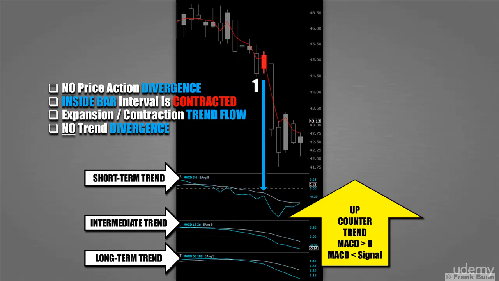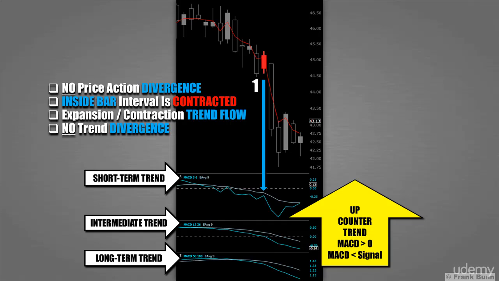Let's take a look at a short example. Here again we have the pattern key. No price action divergence. Each interval trades through or tests the 3 exponential moving average into the pattern. Our inside bar interval is contracted. We have the proper expansion contraction trend flow at point 1. And we do not have trend divergence, as seen on the 3/6 MACD indicator.